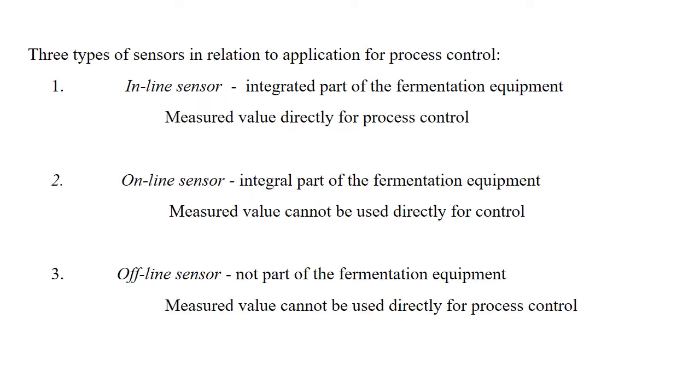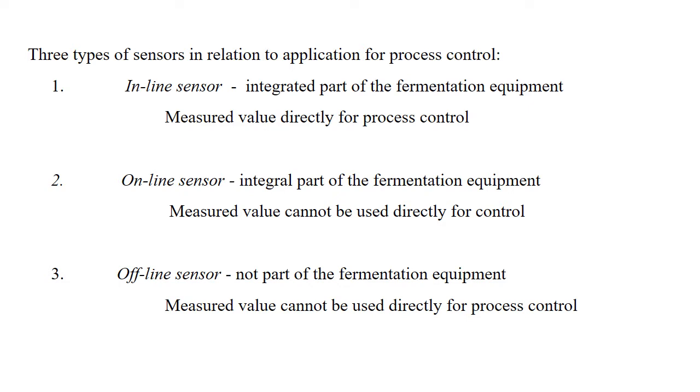There are three types of sensors in relation to their application for process control. They are inline sensors, online sensors, and offline sensors. In an inline sensor, the sensor is an integrated part of the fermentation equipment. The measured value obtained from this sensor is directly used for the process control. In an online sensor, the sensor here also is an integrated part of the fermentation equipment, but the measured value cannot be used directly for the control. An operator must enter the measured values into the control system for enabling the process control.